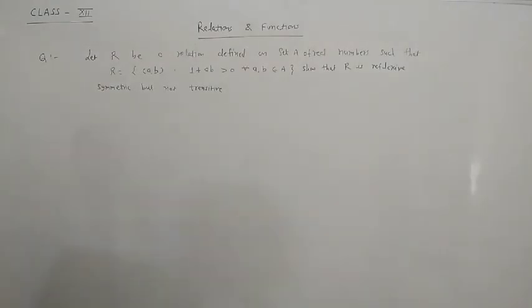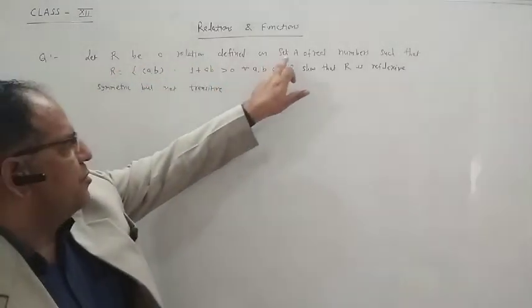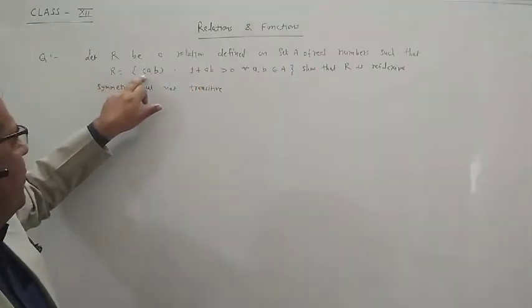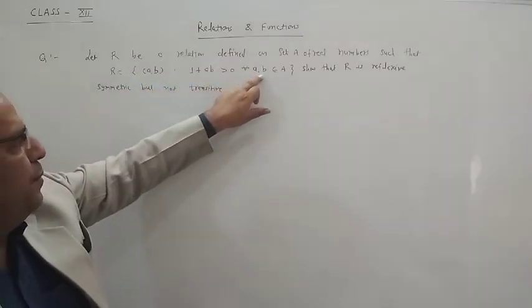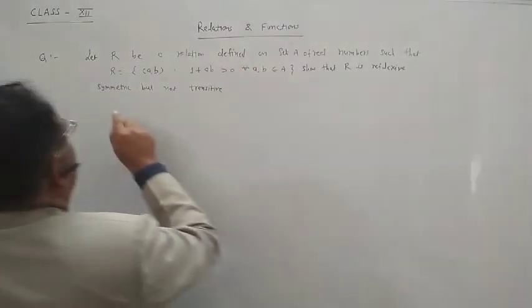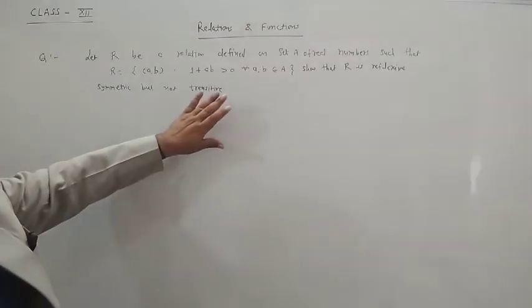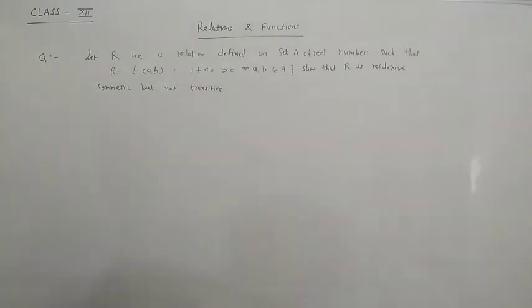Now I am taking one more problem based on relation and function. The problem statement says: let R be a relation defined on set A of real numbers such that R equals the ordered pairs (a, b) satisfying the condition 1 plus ab greater than 0, where a and b are both elements of set A. We want to show that R is reflexive, symmetric, but not transitive. This is a different example in which we show that this relation is reflexive and symmetric but not transitive.